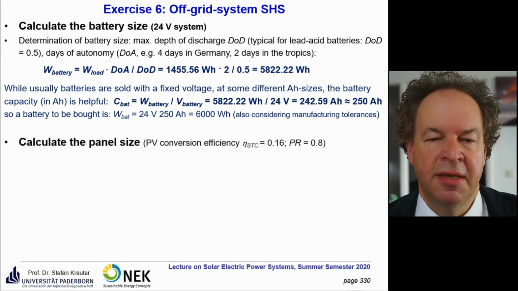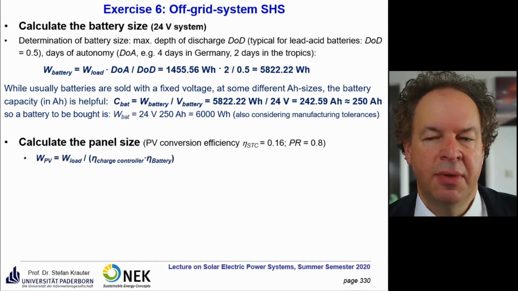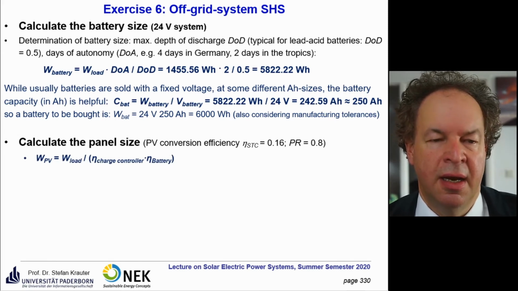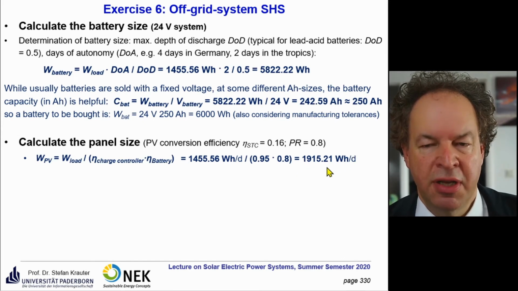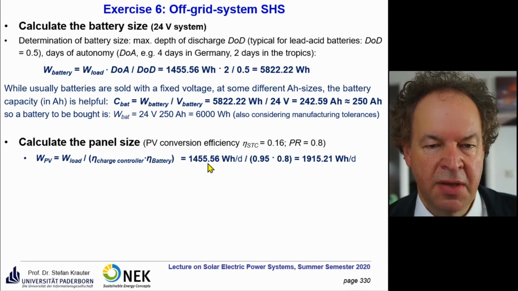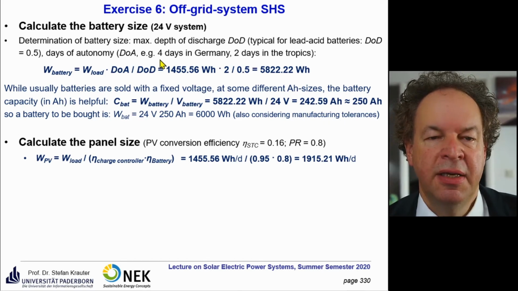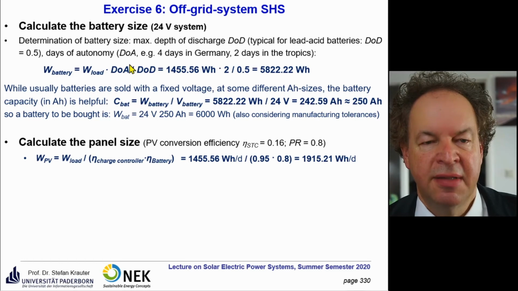So we calculate now the panel size. We have a conversion efficiency of 16% and a performance ratio of 0.8. Then we have the load of the PV panel divided by the efficiency of the charge controller, and also divided by the efficiency of the battery. So we have to supply by photovoltaics 1.9 kilowatt hours per day. This number is derived from here, so we don't have to consider the battery, days of autonomy and so on. We just have to consider the energy to be generated.